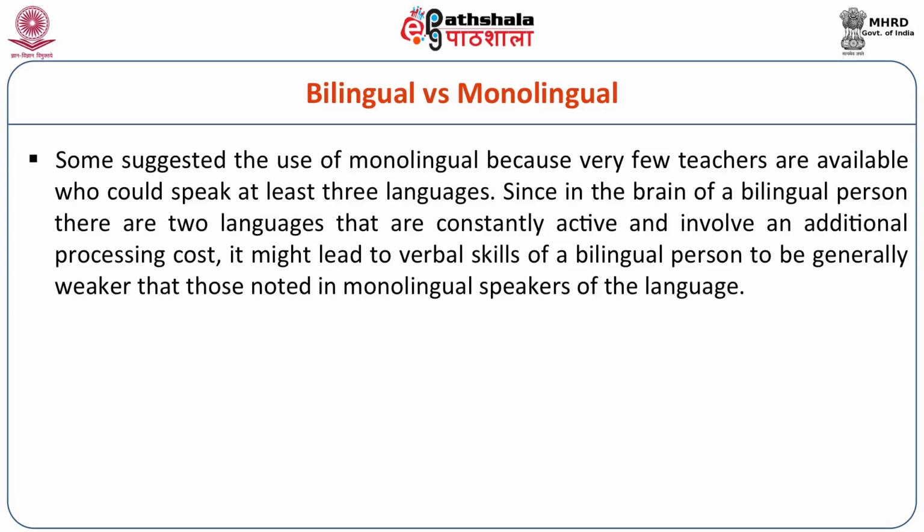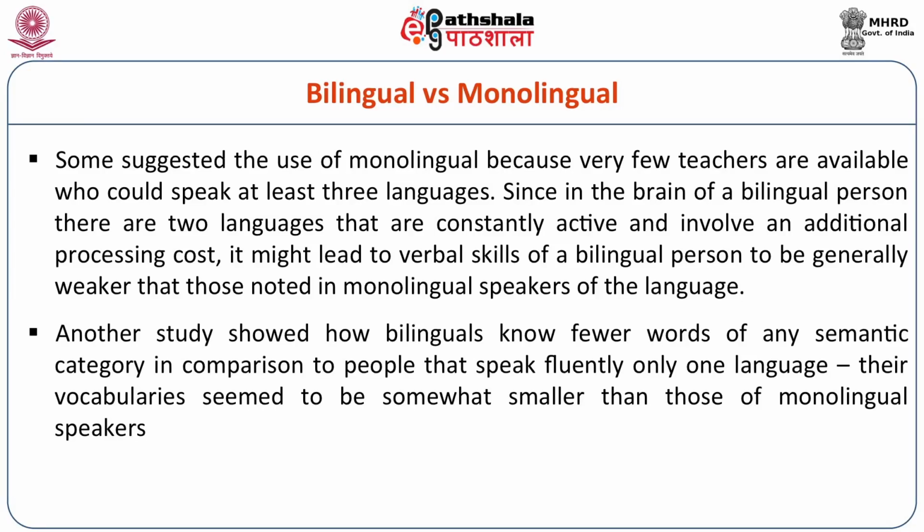Since in the brain of a bilingual person there are 2 languages that are constantly active and involve an additional processing cost, it might lead to verbal skills of a bilingual person to be generally weaker than those noted in monolingual speakers of the language. Another study showed how bilinguals know fewer words of any semantic category in comparison to people that speak fluently only one language. Their vocabularies seem to be somewhat smaller than those of monolingual speakers.